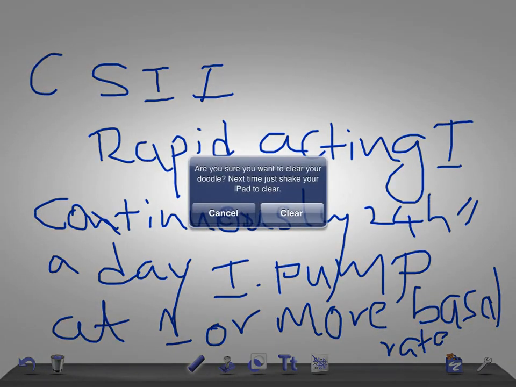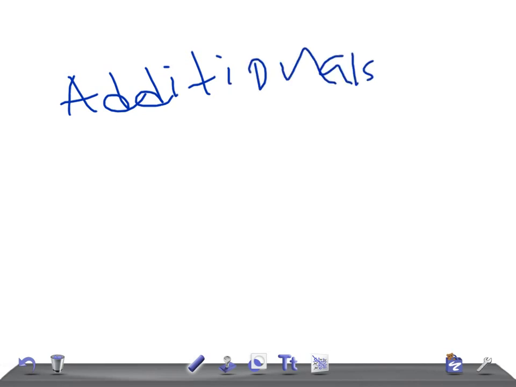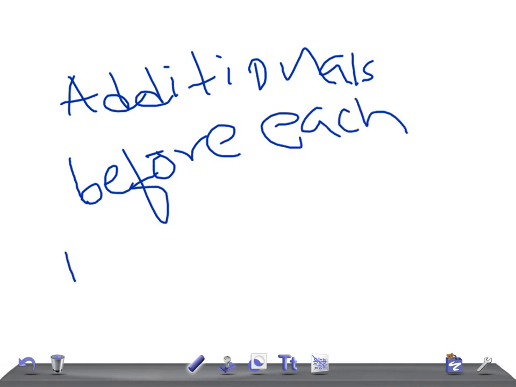and with additional boluses. The additional boluses can be given before each meal, and correction doses are administered if the glucose levels are higher. Depending on that, you can adjust the doses of the insulin. So in continuous subcutaneous insulin infusion, CSII, rapid acting insulin is infused continuously for 24 hours a day through an insulin pump at one or more basal rates, with additional boluses given before each meal. And after that you can correct the doses depending on monitoring the blood glucose level.